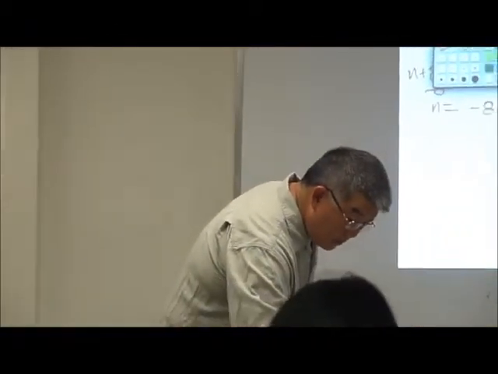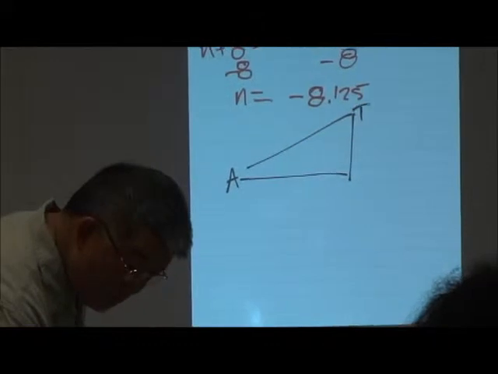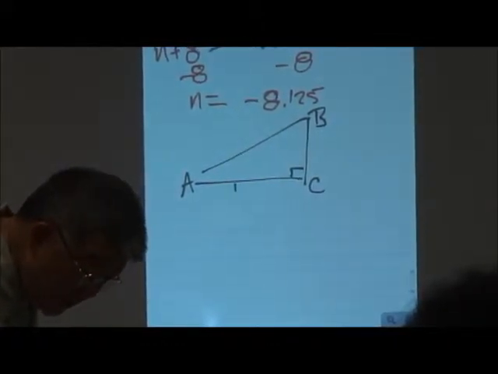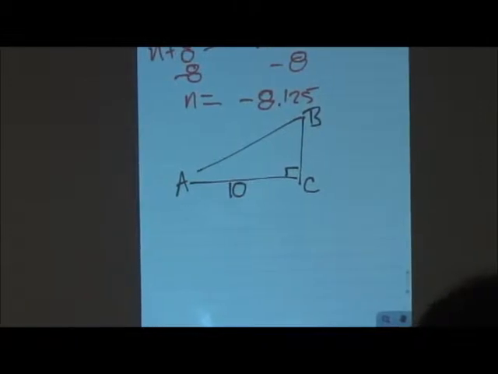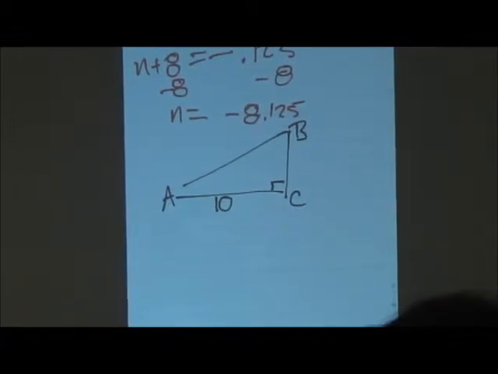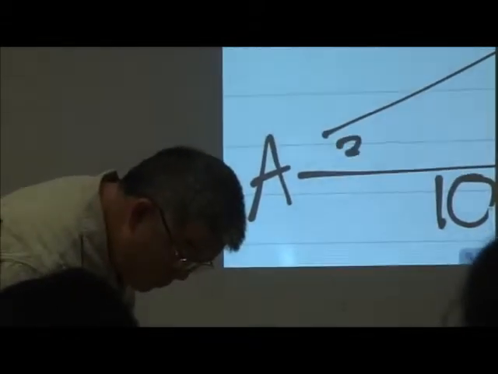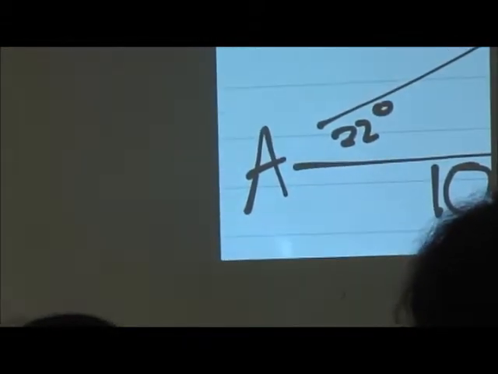In example 2, number 11, in the figure above, ABC has a right angle at C. If the length of side AC is 10, you can go ahead and write those in. I give you a triangle like this, and they said this was 10. And the measure of the angle at BAC is 22 degrees. What is the side length of BC?